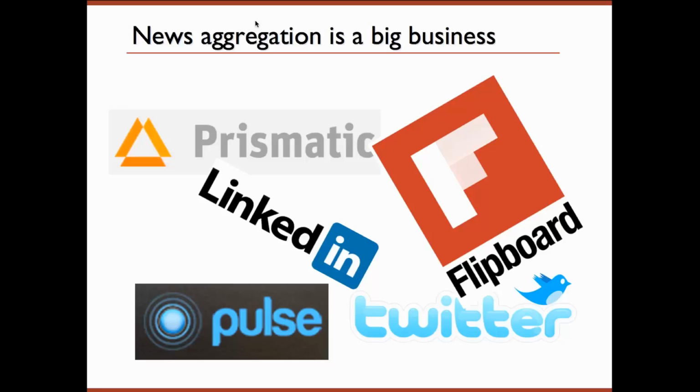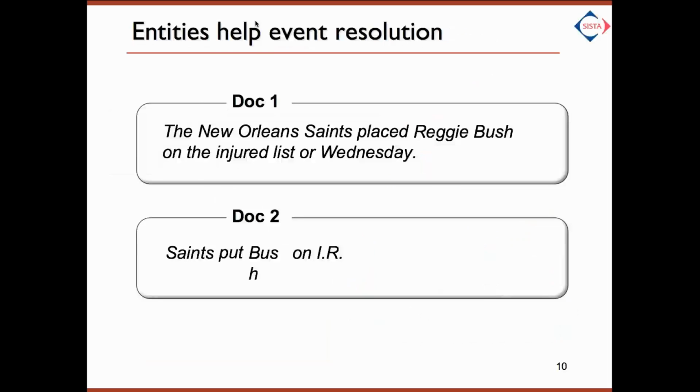And the first observation we found out was that entities help event resolution. If you look at these two verbs, placed and put, it's very hard to understand that they actually refer to the same event. But if you look at the arguments they have, New Orleans Saints and Saints, Reggie Bush and Bush, their context is exactly the same. So if you somehow knew that these two mentions belong to the same entity cluster and these two to the same entity cluster, you can confidently merge the events as well. And the reverse applies as well.